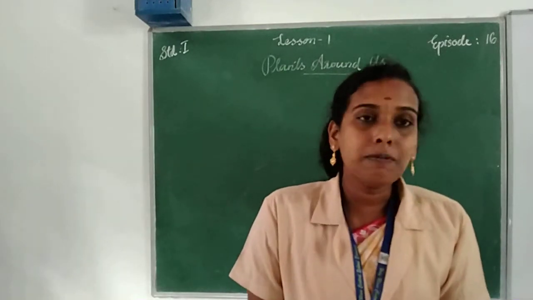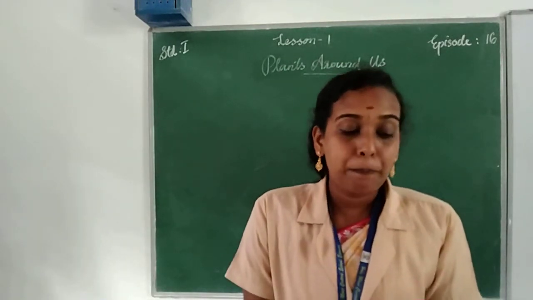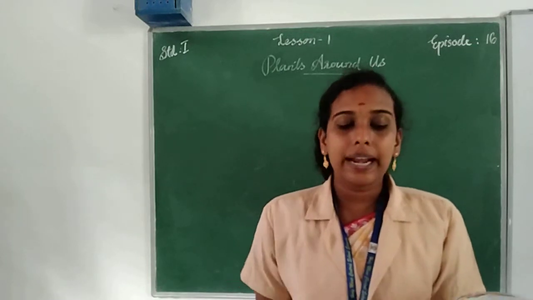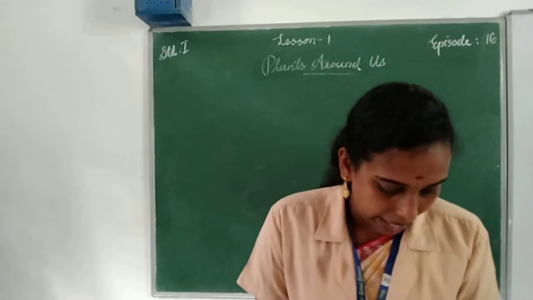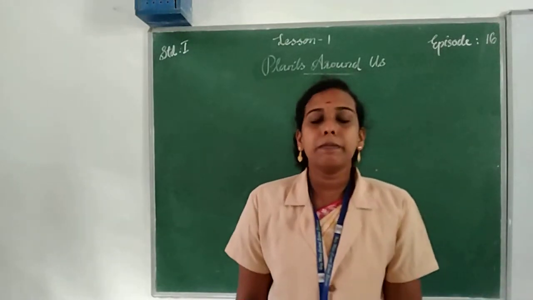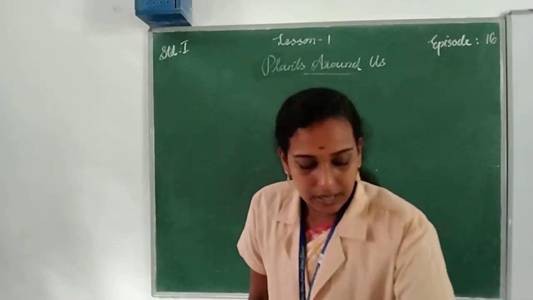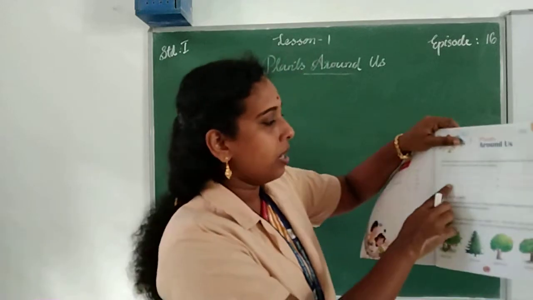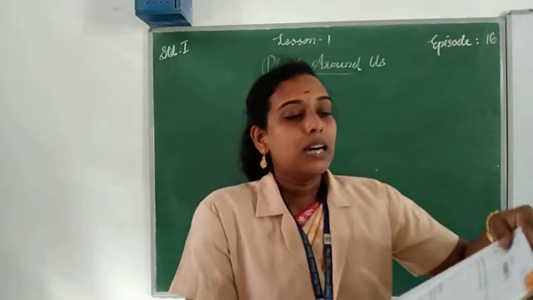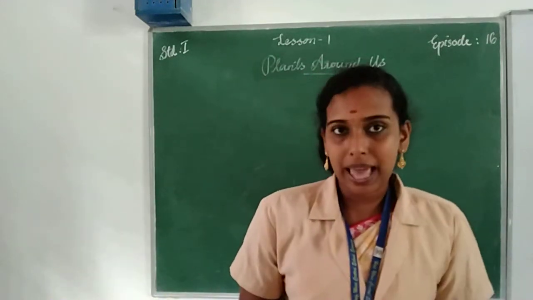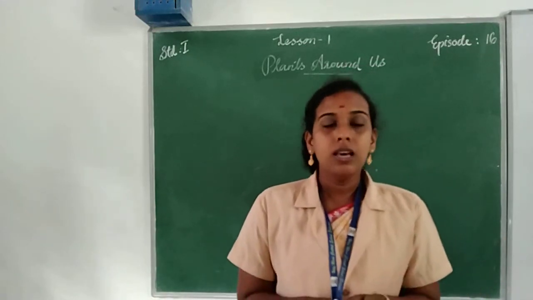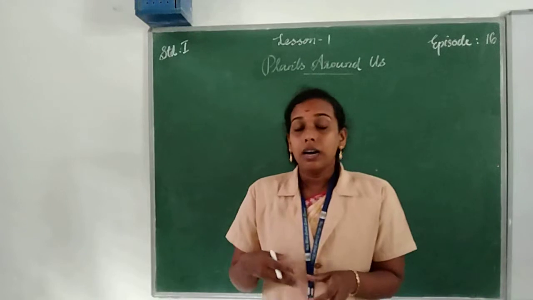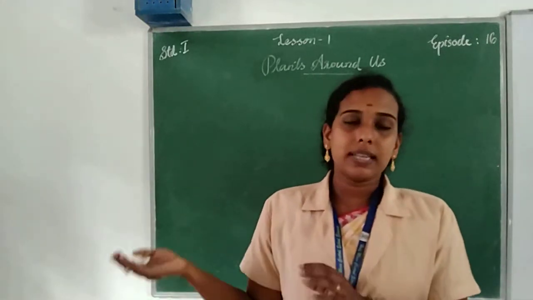The question is here. Observe plants in your school and neighborhood. Find out the names of any 6 plants and write them in the blanks. Here some blank spaces are given and we want to write names of 6 plants in your surroundings. So we can see different varieties of plants in our surroundings.